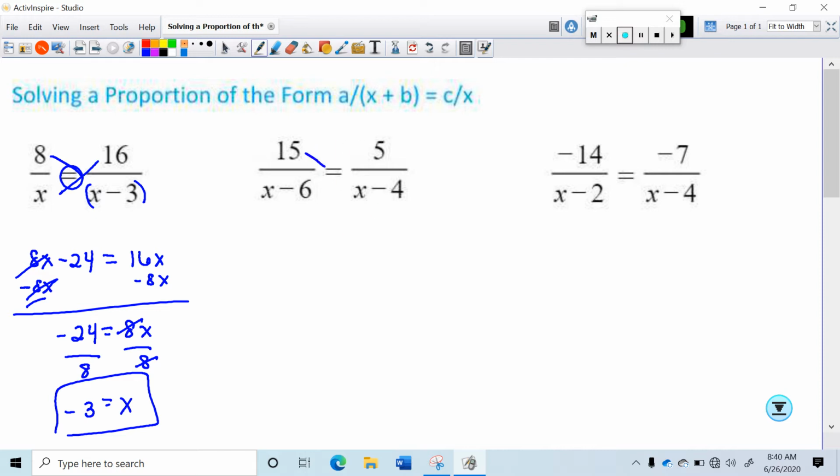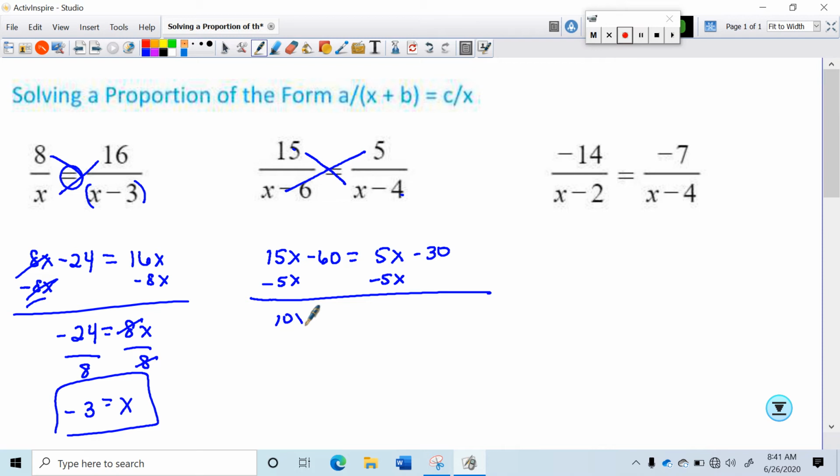Okay, so 15 times x is 15x. 15 times negative 4 is negative 60 equals 5 times x is 5x. 5 times negative 6 is negative 30. I'm going to move the smallest x over, so the opposite of positive 5x is negative 5x. 15x take away 5x is 10x. Minus 60 equals, opposites cancel, negative 30.